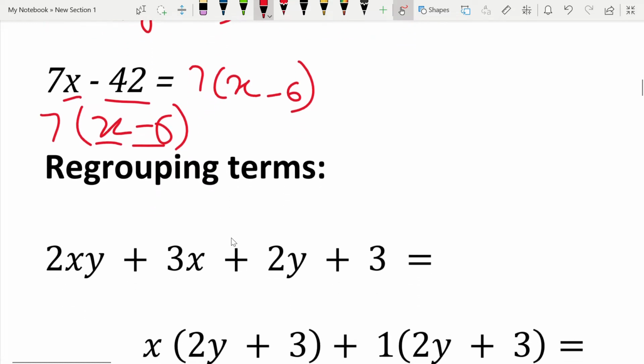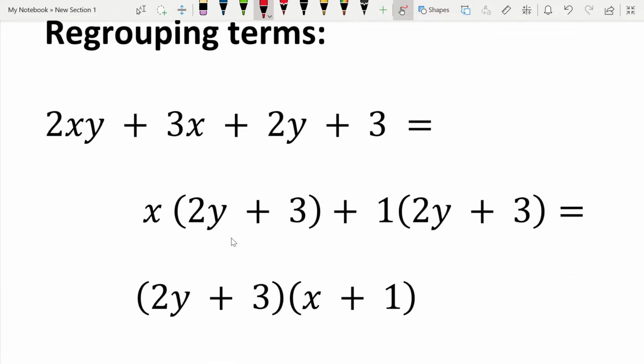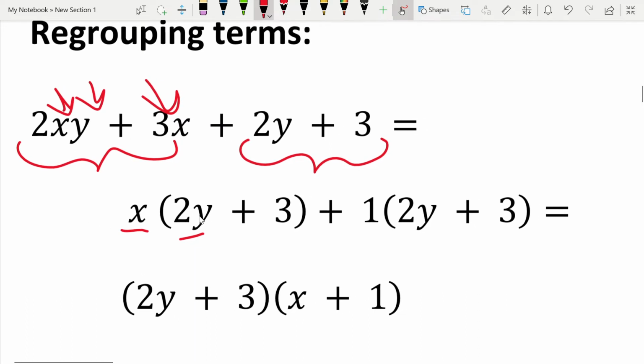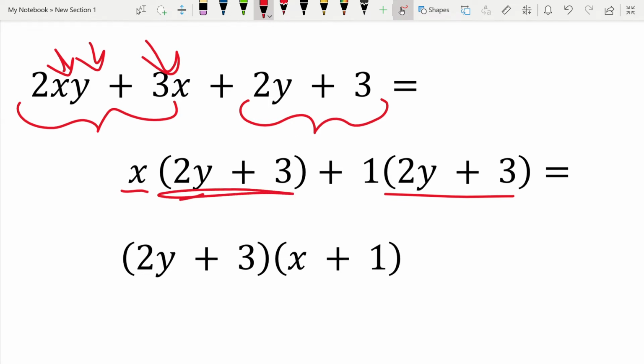Alright, the next one is regrouping terms. Give this question a go by yourself. Good job. Let's now explore it. So we're going to be using the regrouping terms method. So we group these two. Now let's figure out the common. In these two, we have got x as the common only, and we've got 2y left in this one, and we've got 3 left in this one. Then plus, there is nothing common in these, so we've got 1, and we've got 2y plus 3 left. So we take these as the common, so x plus 1 is another factor of this question.